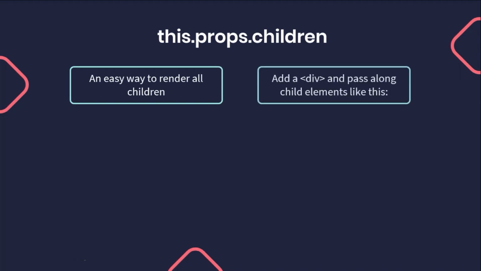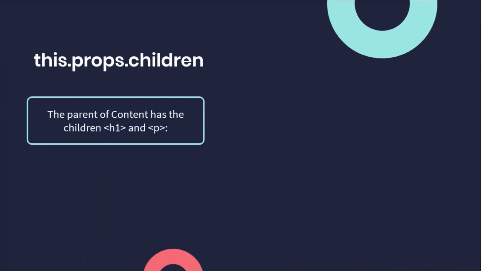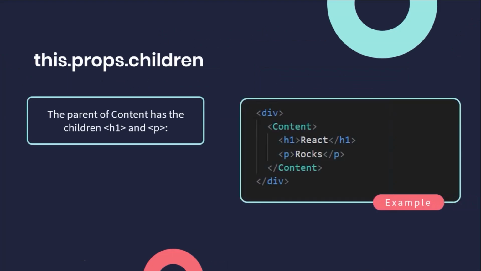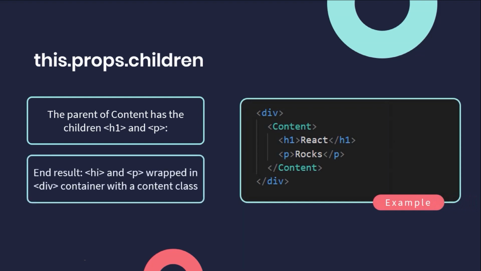For example, we can add a div and pass along child elements, like this. The parent of the content has the children h1 and p, where p means paragraph. The end result is that the h1 and the paragraph are wrapped in the div container with a class component.